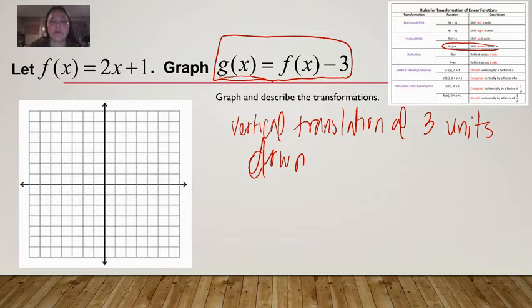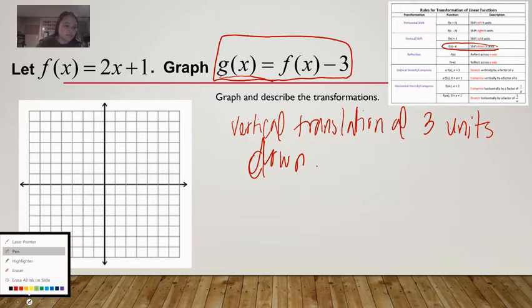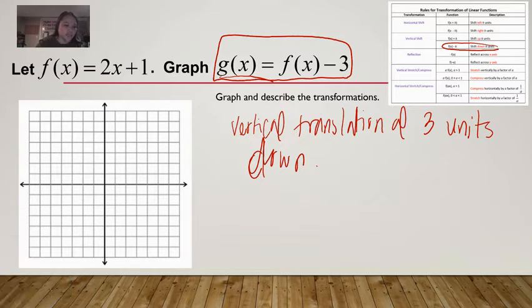I'm sorry, my handwriting on this is so bad, but you guys can see that. All right, so you know that it's going to shift down 3 units. So what I'm going to do is graph my original equation, and then we can actually visually see that. I'm going to graph f of x in blue here. I'm going to start with the y-intercept at 1, and my slope is up 2 over 1, or down 2, left 1.